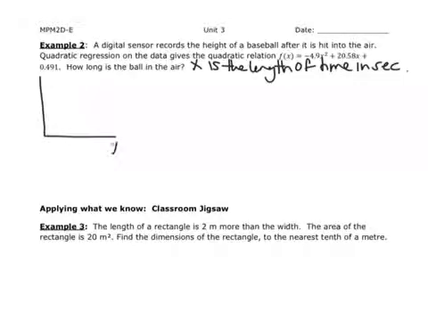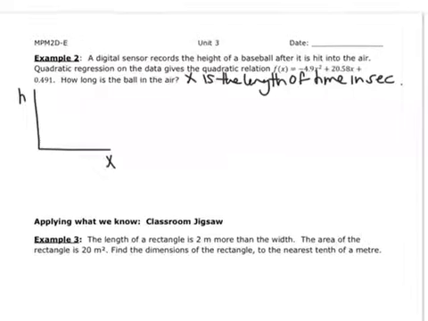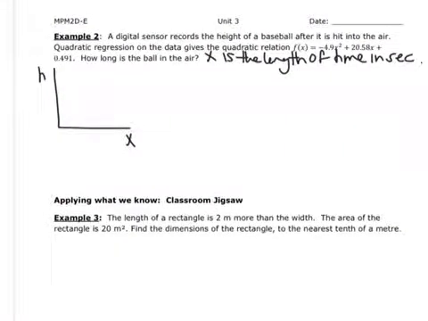So we have x at the bottom, which is really our t, our time, and we have height as our y value, which we know is really just f of x. So this guy here is just f of x. If the baseball's hit in the air, it's going to look something like this. It's not going to start at the ground, but it's definitely going to end at the ground. So the question is saying, how long is the ball in the air?